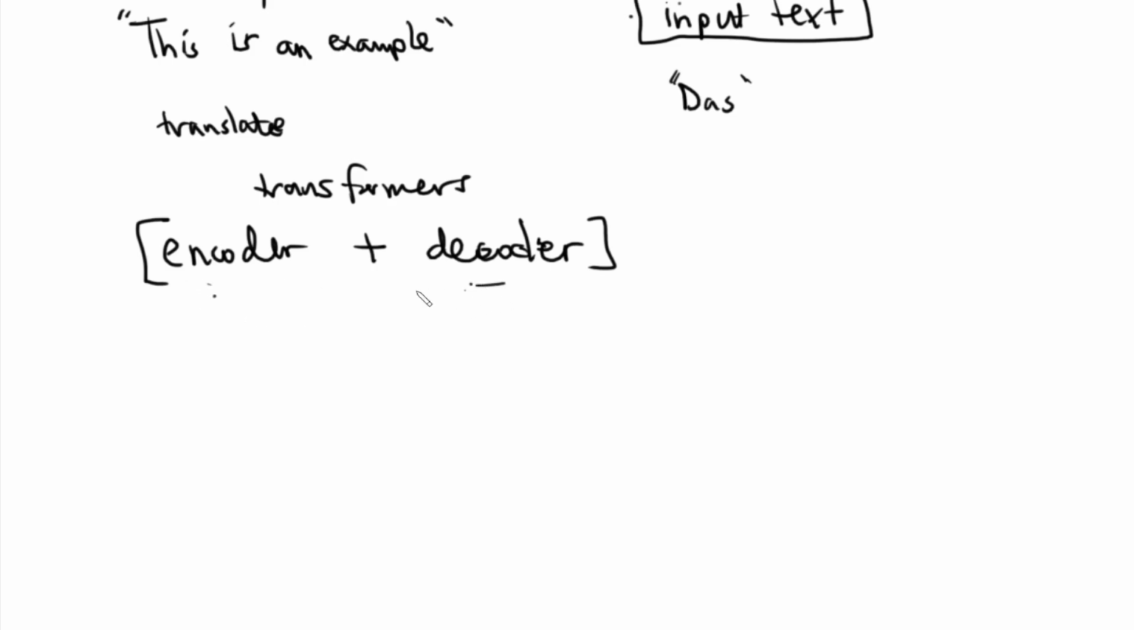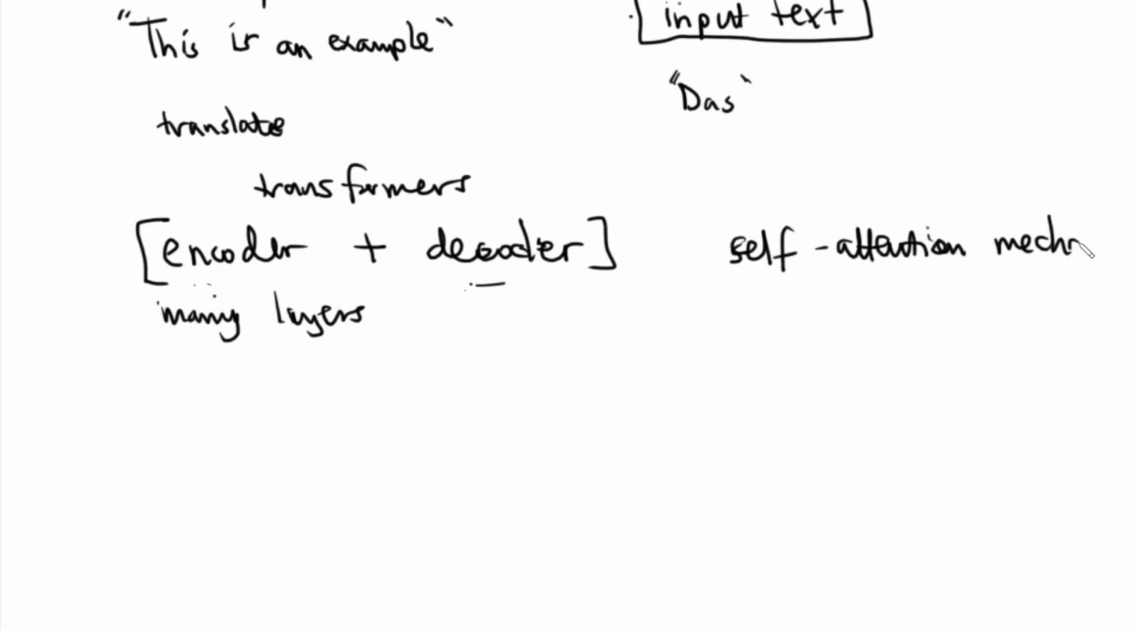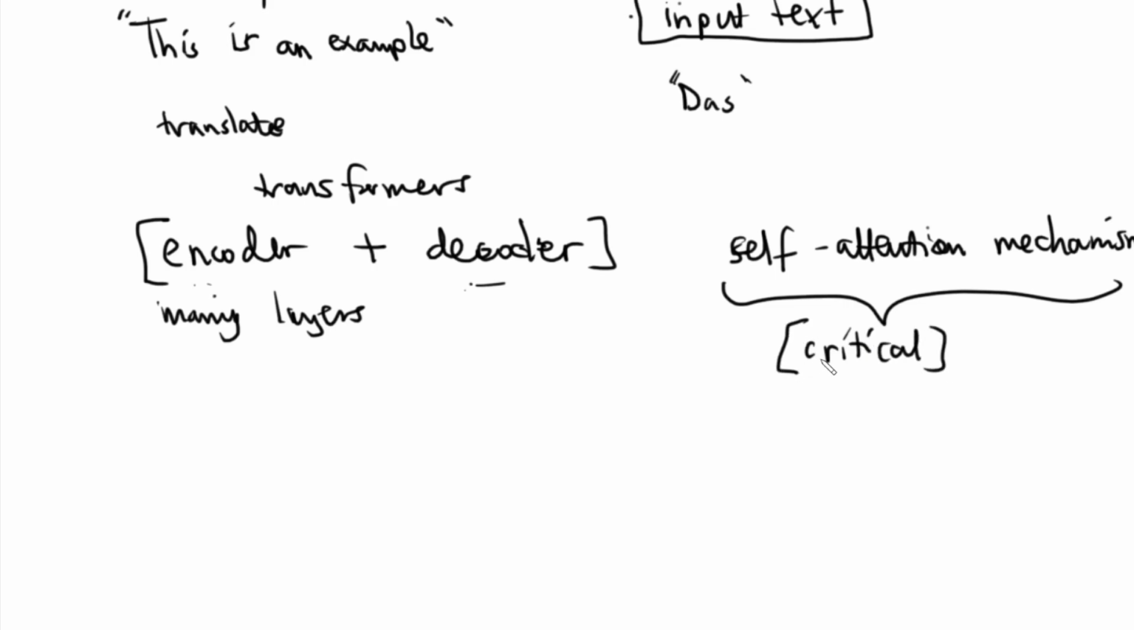The encoder and decoder are composed of many neural network layers, and we'll build them so you can see in code what these layers actually look like. They also have what are called self-attention mechanisms, which connect those layers. This self-attention mechanism is very, very critical. This is the critical part of transformer networks.